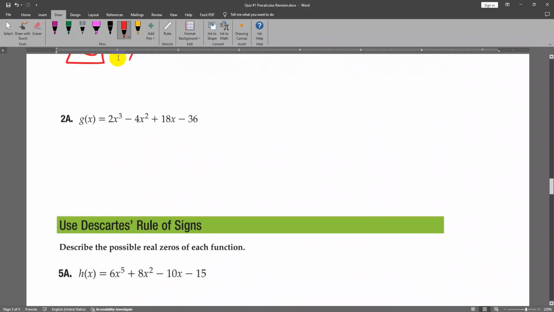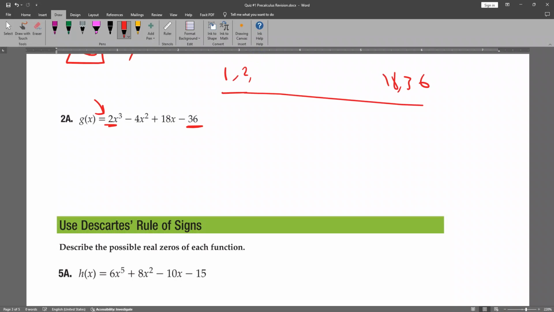Let's do the same here. Okay, we will get all the factors of this number divided by all the factors of this number, because this one is not 1. So we will try this. Factors of 36: it's 1 times 36, 2 times 18, 3 times 12, 4 times 9, and 6 times 6. Okay, the factors of 2 are 1 and 2. Of course, all of these are positive and negative.